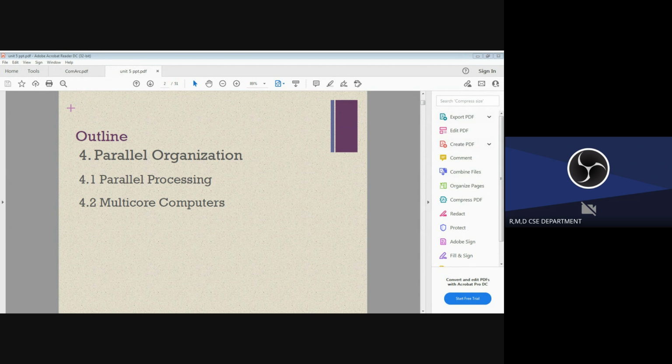Today we are going to discuss parallel organization. In this parallel organization, we are going to discuss the topic of parallel processing and multi-core computers.